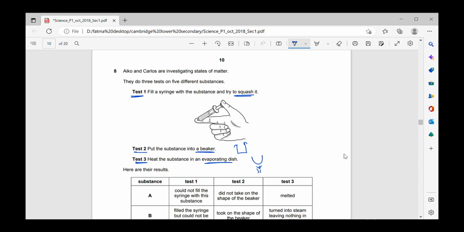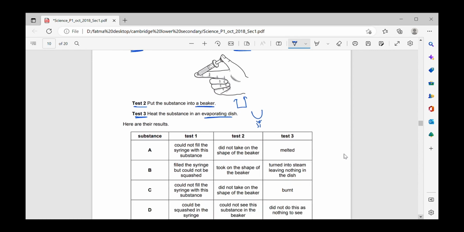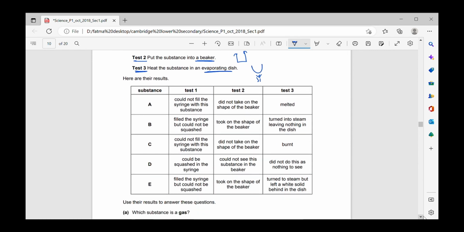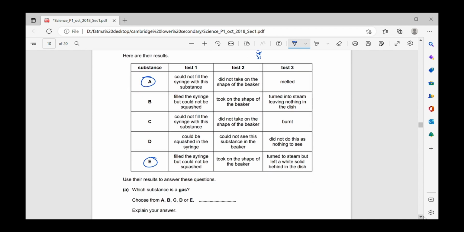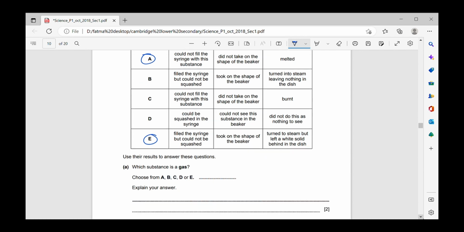Okay. Here are the results. Substance A in tests 1, 2, and 3, and so on, from A to E. Use the results to answer these questions. Which substance is a gas? How to know which substance is a gas? We should check the properties. Okay, let's check the properties together.